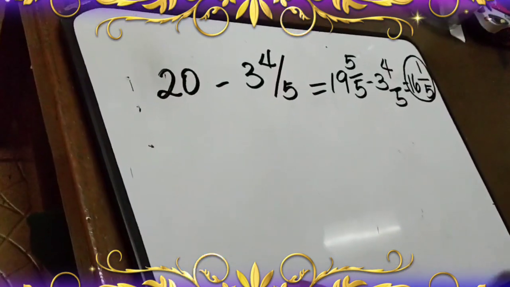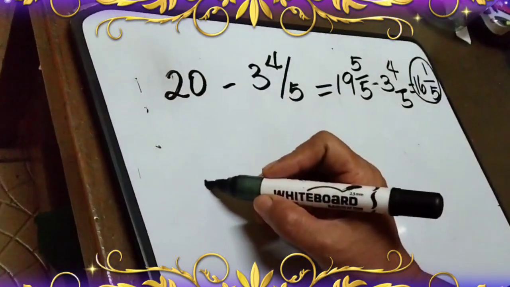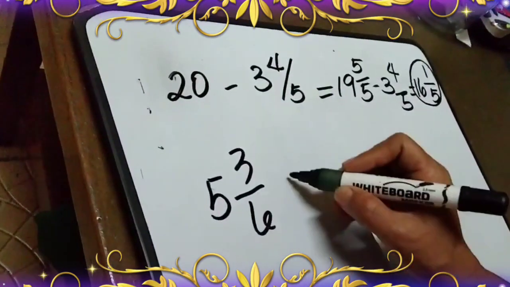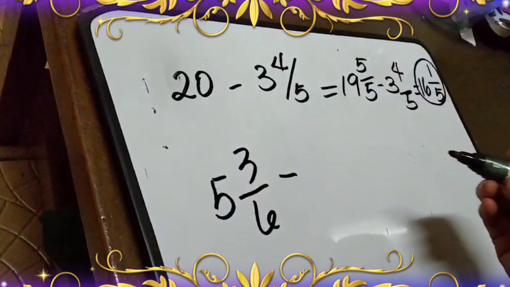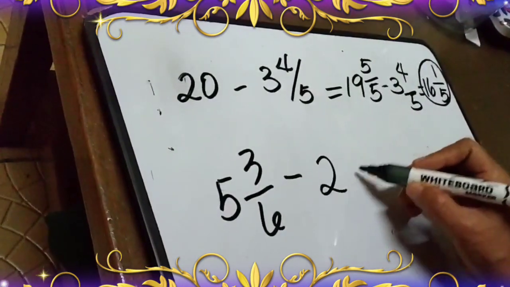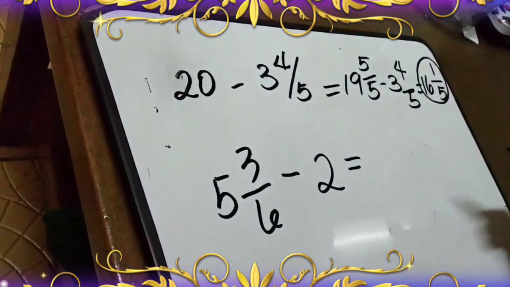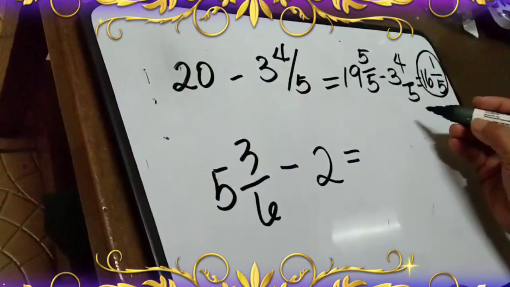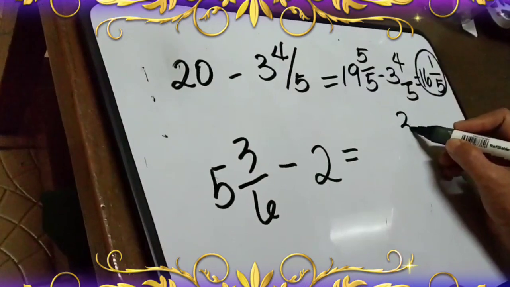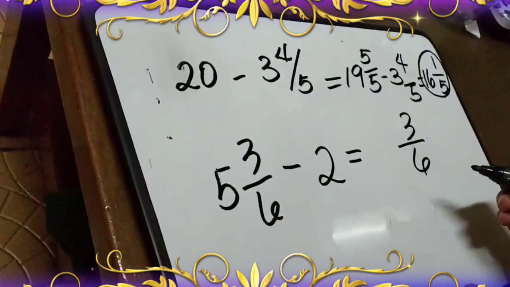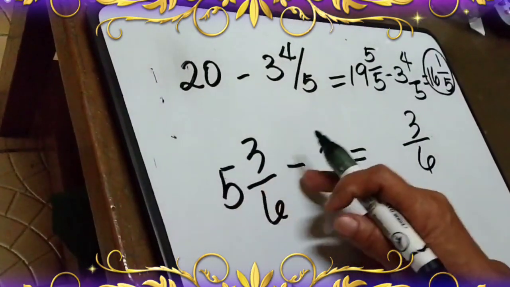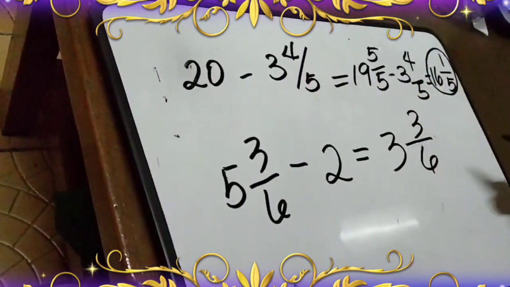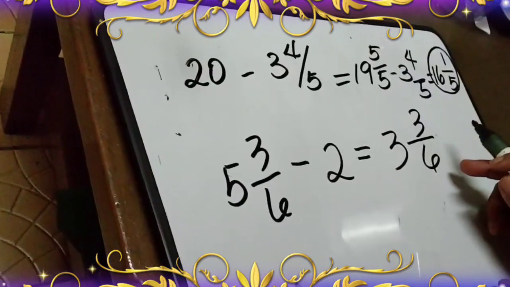Another one, 5 and 3/6 minus 2 equals. Okay, copy the fraction, 3/6. Then subtract the whole number, 5 minus 2 equals 3. Simplify into lowest term, 3/6.